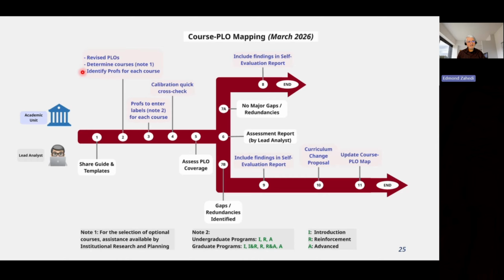So this could be a team activity as well. Step 3, this is where the professors are going to enter the labels for each level and for each course. So the matrix is produced.